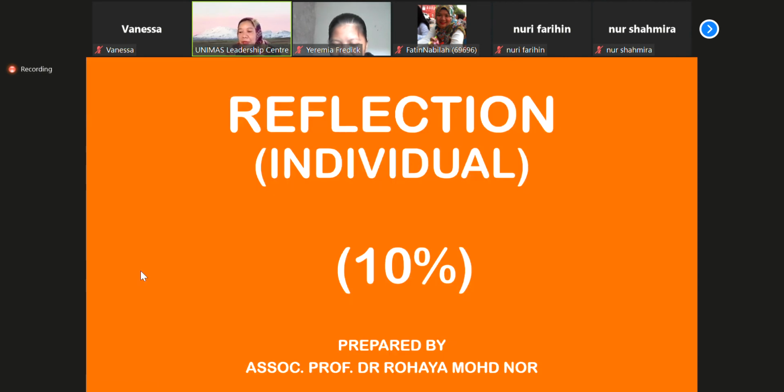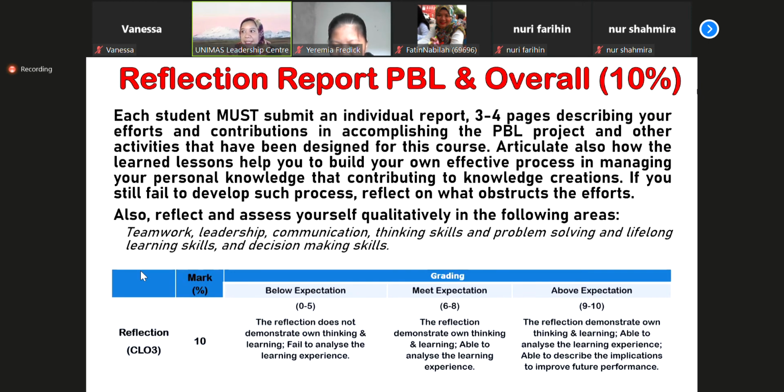Okay, and then after that you're going to have the 10% individual reflection, and this is the way that you need to reflect on the PBL project. Submit between 3 to 4 pages. Okay, 3 pages is good enough. Then you reflect on your teamwork, leadership, communication, thinking skill, problem solving, lifelong learning skill, and your decision making skills. And when we talk about a good reflection, it is where you can analyze your learning experience.